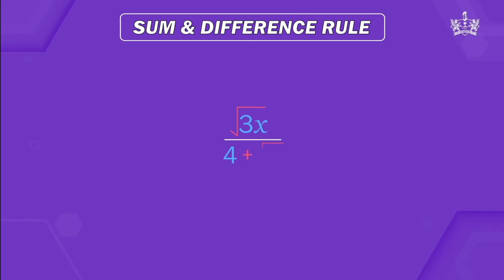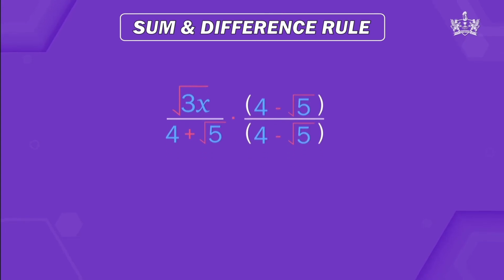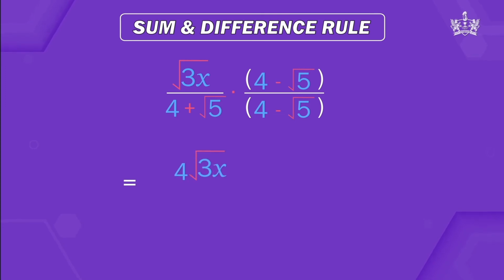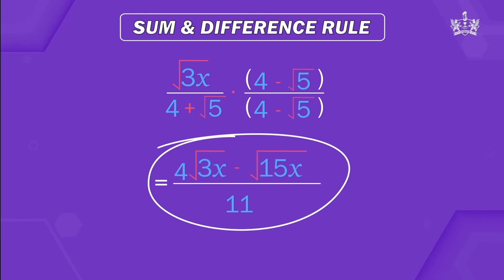Okay, first we multiply by the conjugate of the denominator, which is 4 minus root 5 over 4 minus root 5. We then get 4 times root 3x minus root 15x over 16 minus 4 root 5 plus 4 root 5 minus the square root of 5 squared. The denominator simplifies to 16 minus 5 and further simplifies to just 11. We can't simplify the numerator, so the final answer is 4 root 3x minus root 15x over 11.